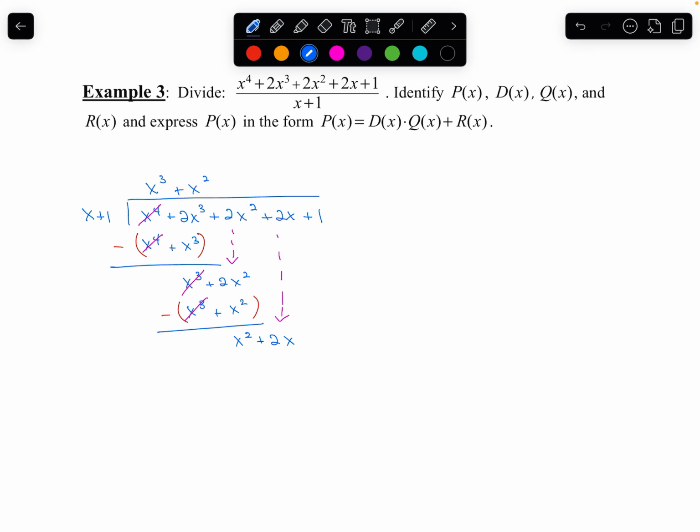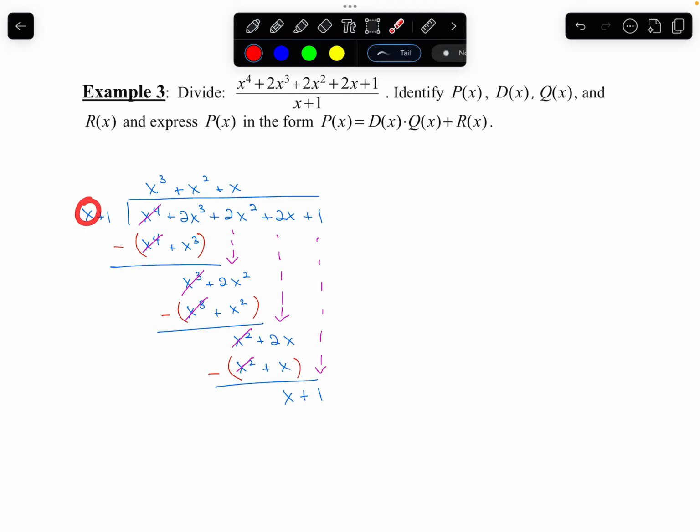So again, we want x to look like x squared. So I have to multiply it by x. X multiplies to x, and x multiplies to 1. And subtract them both. So that I get x squared minus x squared, and I have 2x minus x, which means I have x. The last term comes down, plus 1.